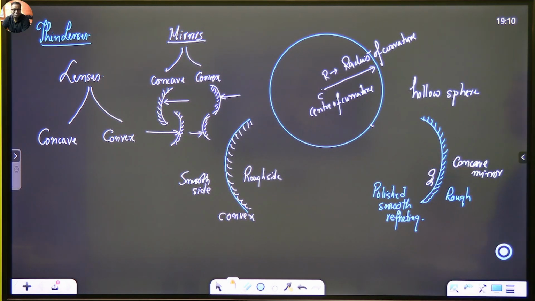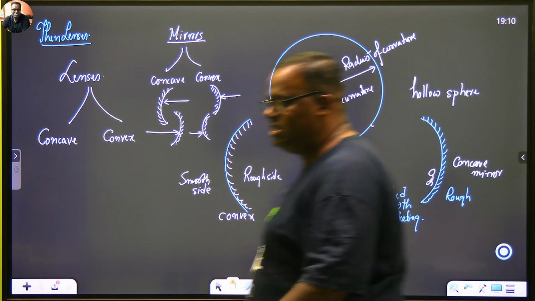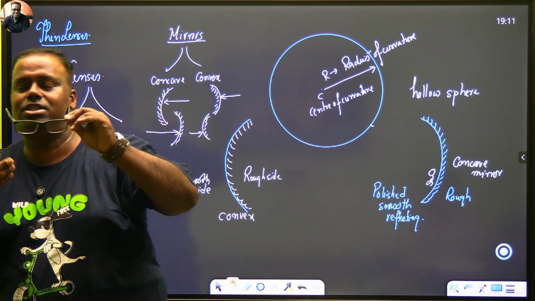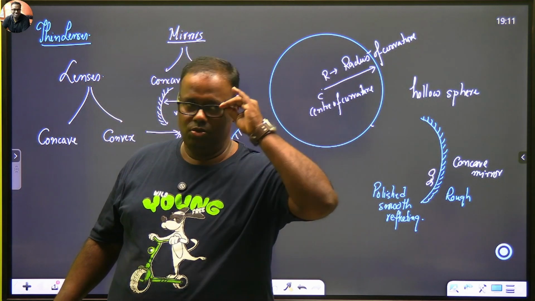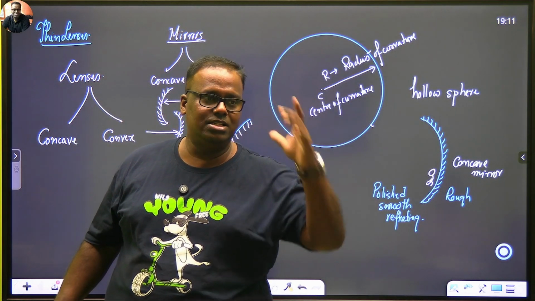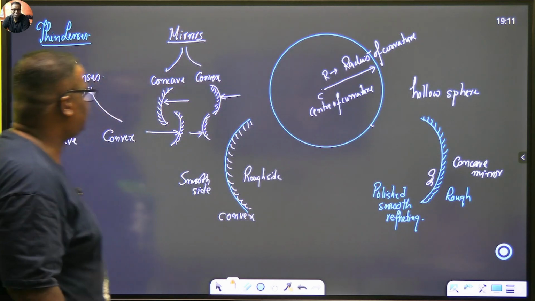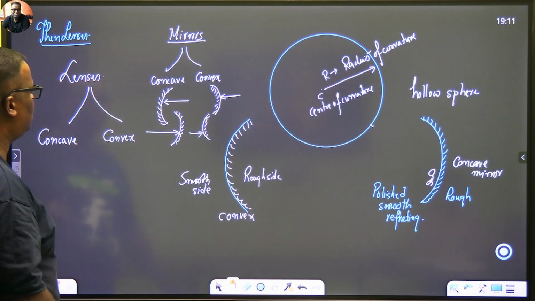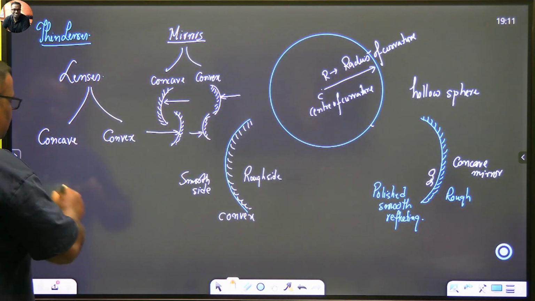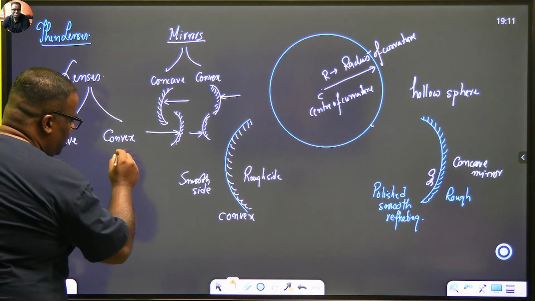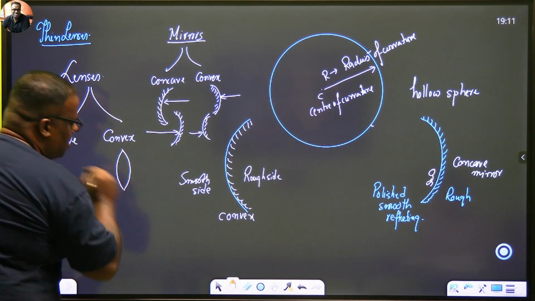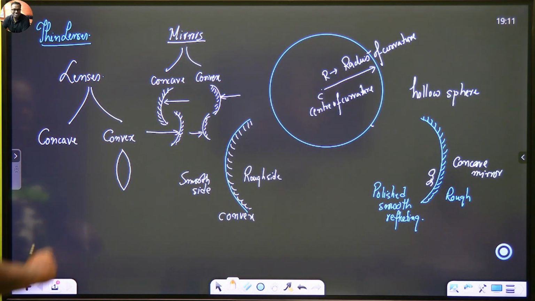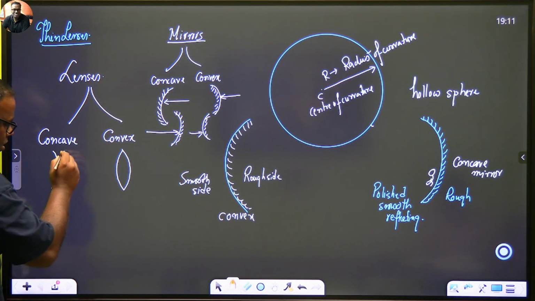Our story is about lenses. What is the beauty about lenses? Lenses do not have a polished side and a smooth side. Lenses are transparent, so you can see from either side. A lens is like a glass. Now, lenses are said to be concave and convex. Before that, how does a convex one look? A convex lens is usually shown in this manner. And a concave lens will be shown in this manner.